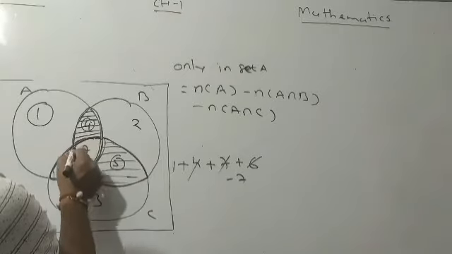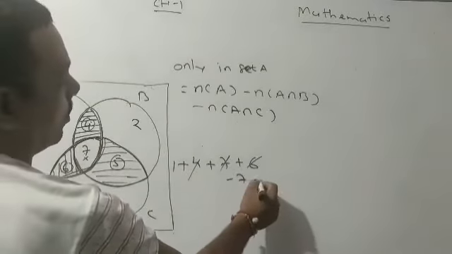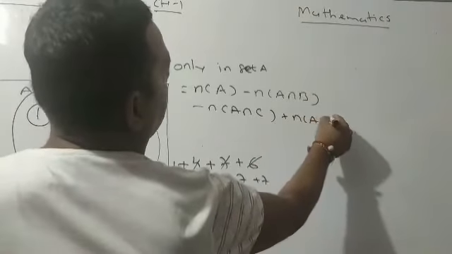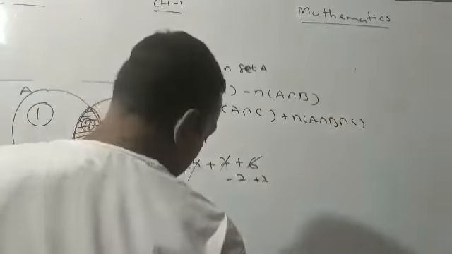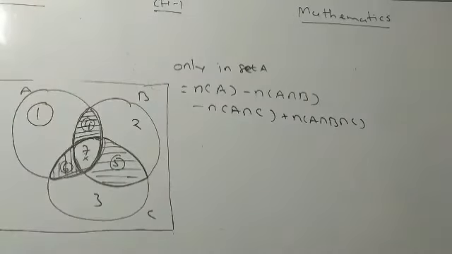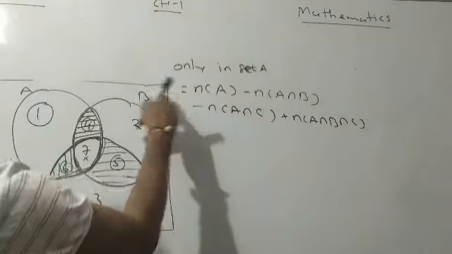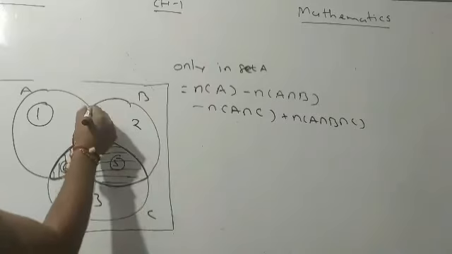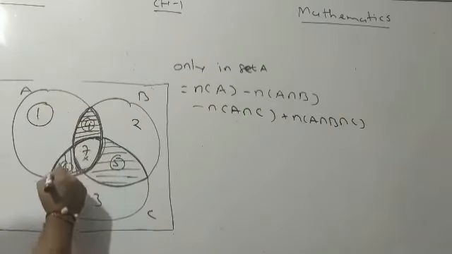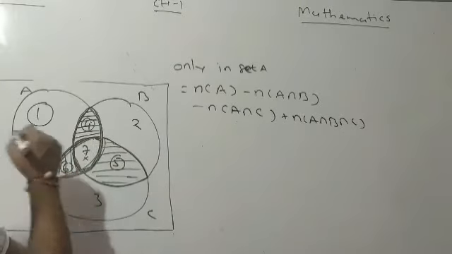Because 7 is not there, we have to add 7. Otherwise my answer is 1 minus 7. So I have to balance by adding plus 7, so plus n of A intersection B intersection C. So finally the formula for exactly in set A is n of A, meaning this whole A, minus intersection of A with B, minus intersection of A with C, and then add A intersection B intersection C.